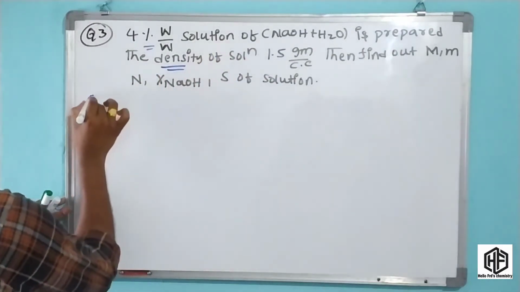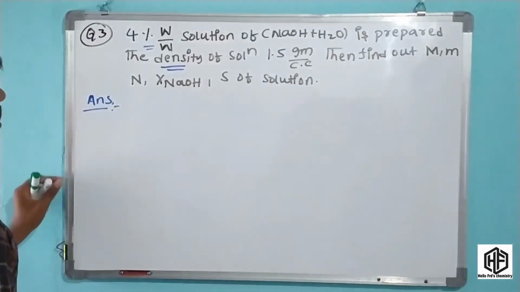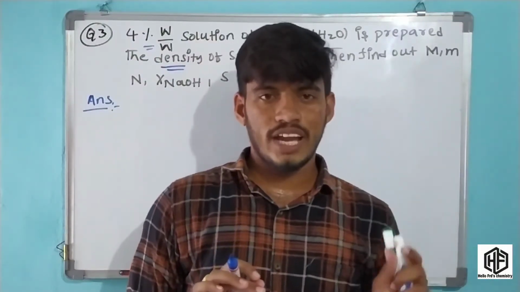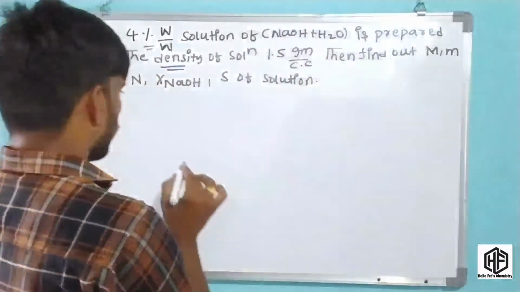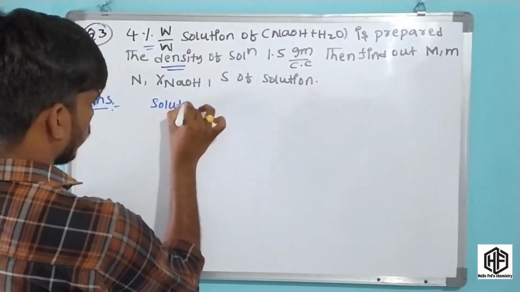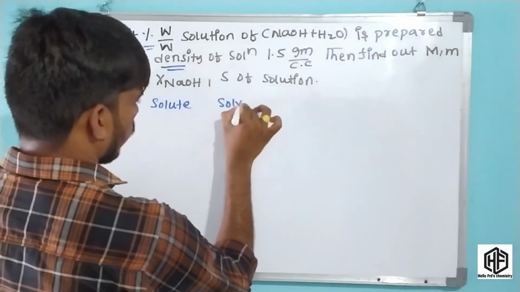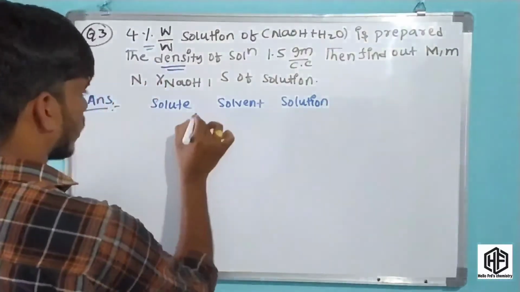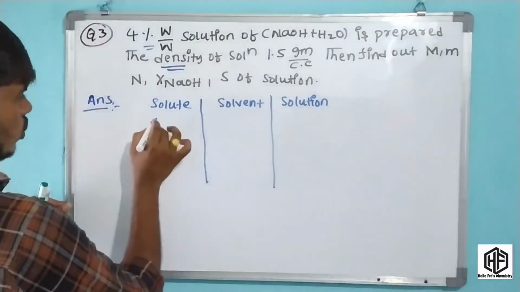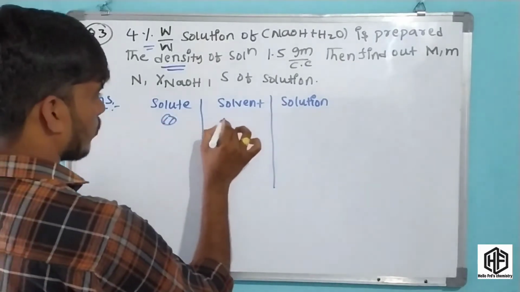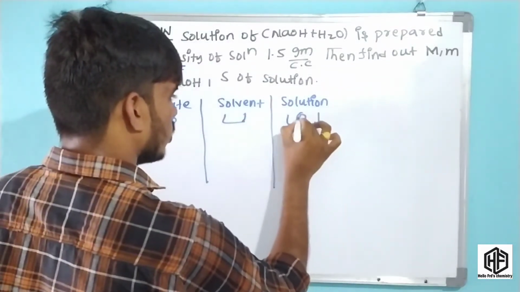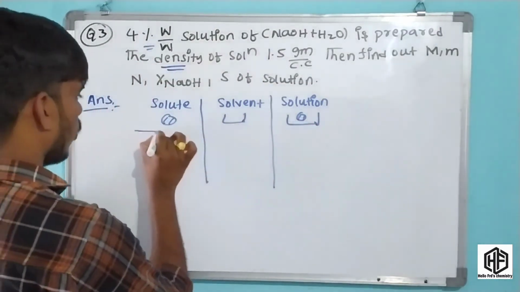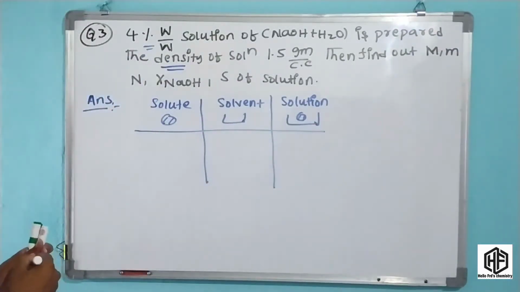Okay friends, now how to solve these kinds of problems? First of all, we have to draw a simple representation. What is the solute data, solvent data, and solution data? First of all, collect the total data of the solute, solvent, and solution. My solution is solute plus solvent. Solute is a small amount, solvent is a large amount, and solution is the solute plus solvent. Okay friends, first of all, now we have to collect the data.